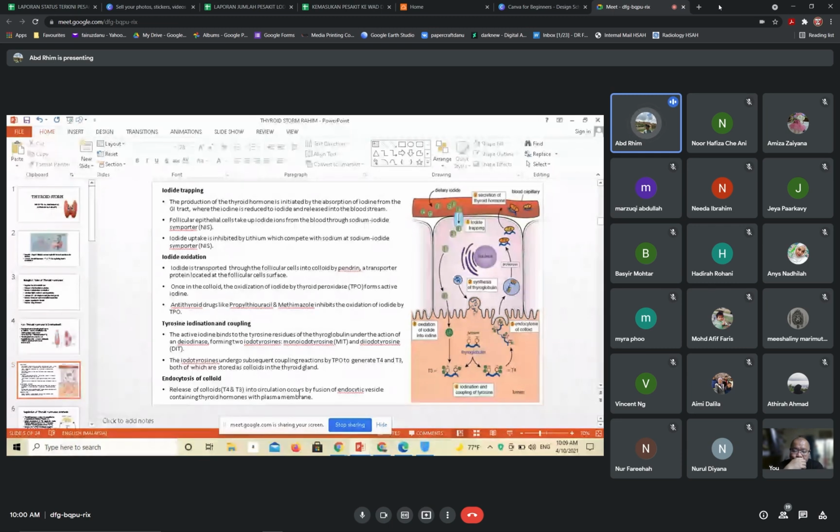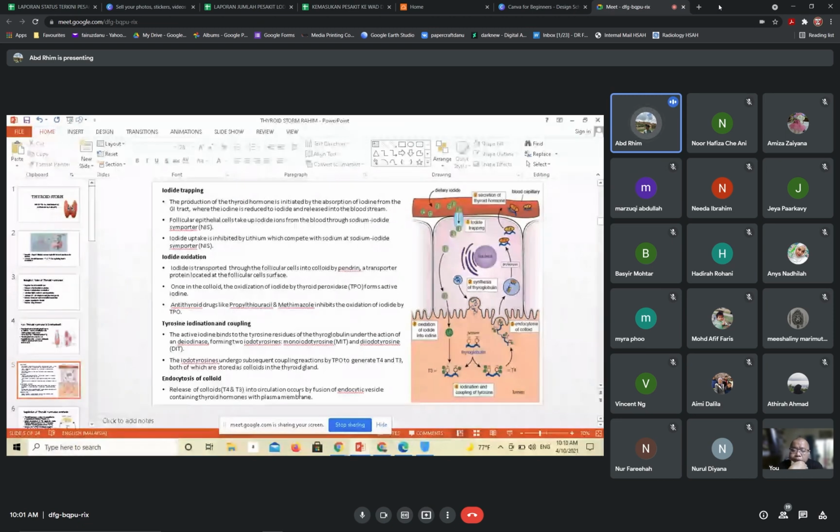And then the next one is iodine oxidation, where iodide is transported through the follicular cells into the colloid by pendrin, a transporter protein located at the follicular cell surface. Once in the colloid, the oxidation of the iodide by thyroid peroxidase forms the active iodine. This one is important because anti-thyroid drugs like propylthiouracil and methimazole inhibit this step, which is the oxidation of the iodide by TPO. I'm going to explain this one in further detail later.